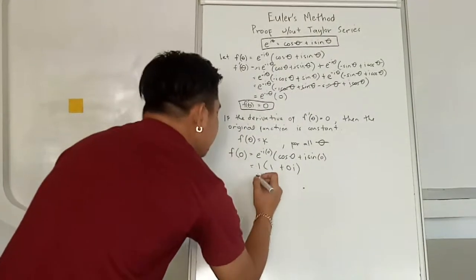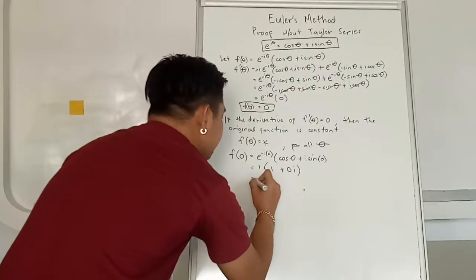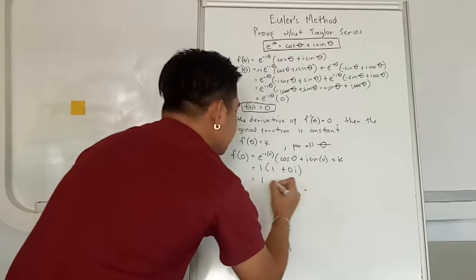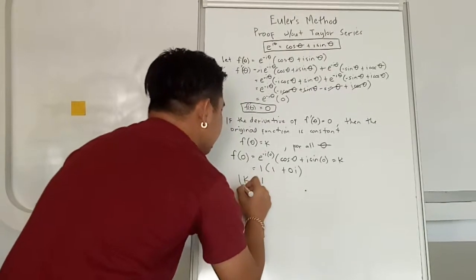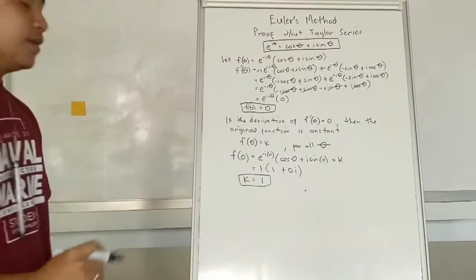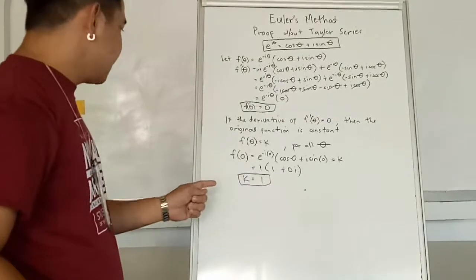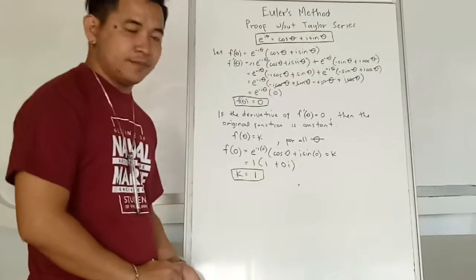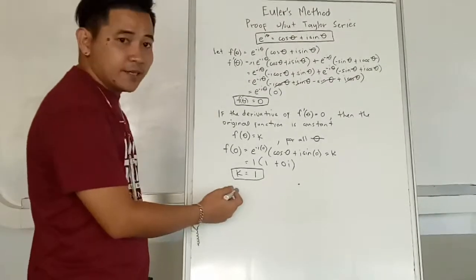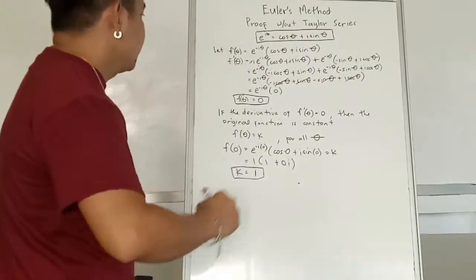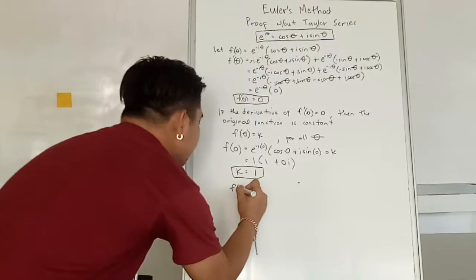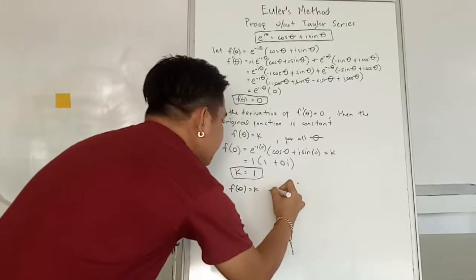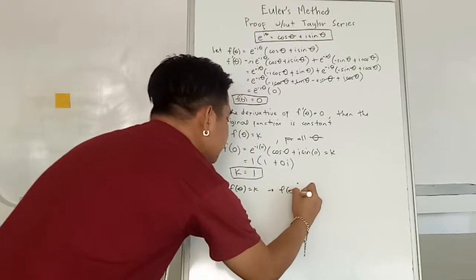So we get the value of k as 1, so this is equal to k, so our k is equal to 1. So from this we get the value of k is equal to 1. So we know that f of theta is equal to k, so f of theta is equal to 1.